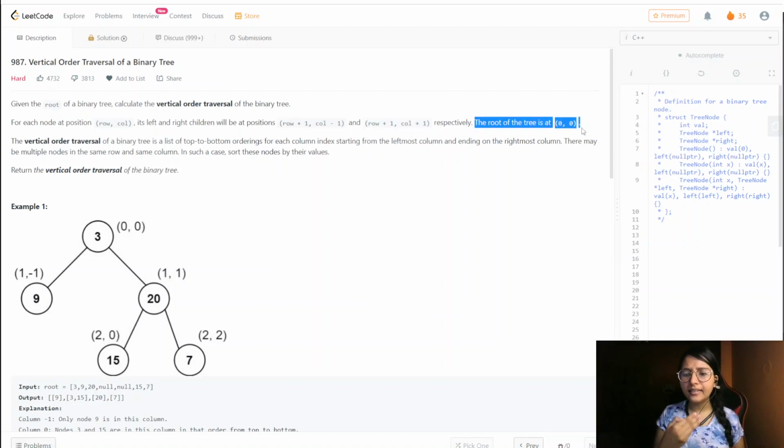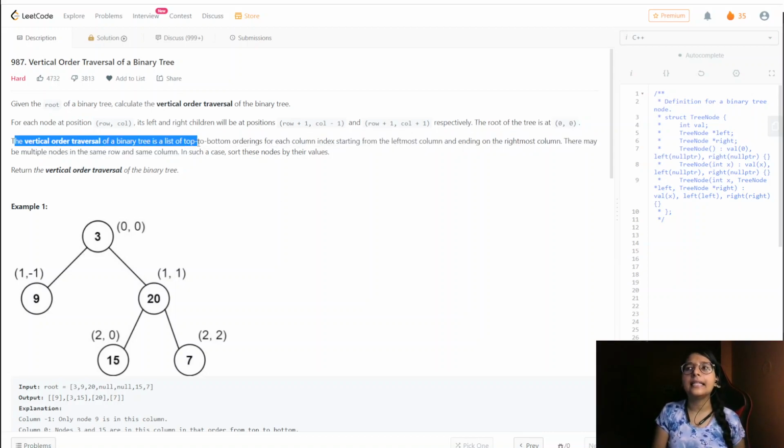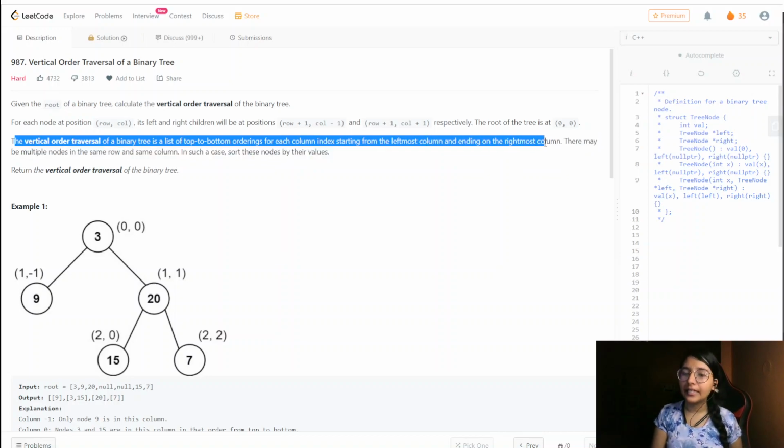So basically they are telling you about a number line sort of thing, because they want to convey what vertical order traversal is like. I'll show you the diagram also with the explanation, then you will get to know more, but this is brief about the thing. So vertical order traversal of a binary tree is a list of top to bottom ordering for each column, index starting from the leftmost column and ending on the rightmost column.